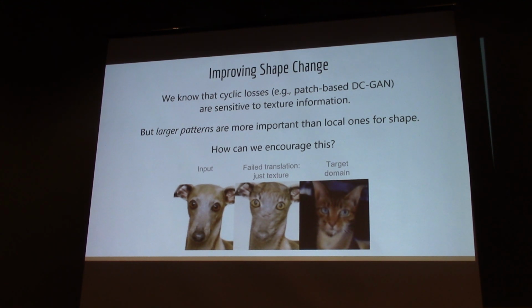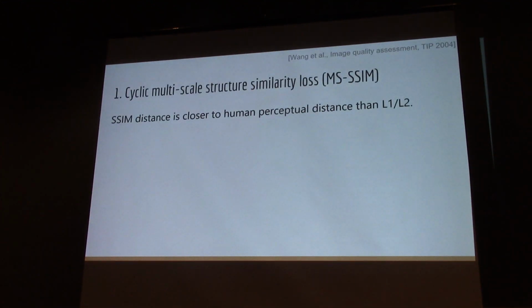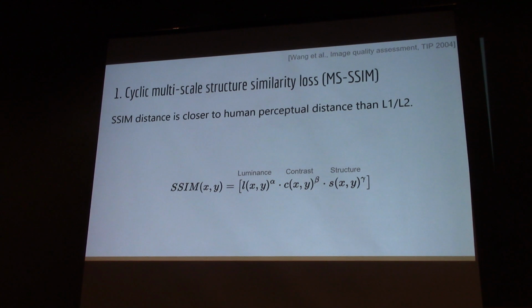First, we specify our cyclic loss as something that is both more perceptually relevant and multi-scale. There's an idea that comes from the image compression and image restoration literature called multi-scale structural similarity. Let's look at the structural similarity part first. This is a measure of appearance distance between two images, which is closer to human perception than L1 or L2. How does it accomplish that? It has three terms: a luminance term, a contrast term, and a structure term.